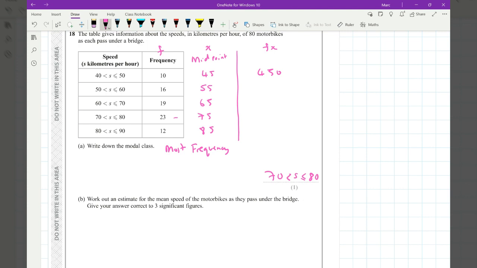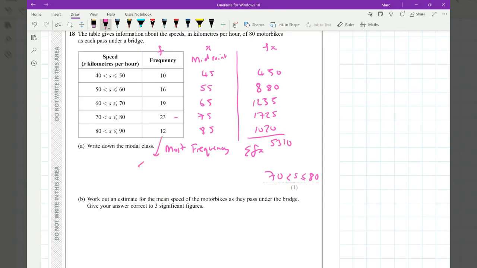16 times by 55, an estimate of what all these values will add up to. Remember, it's only an estimate because we don't have the actual figures. 1725, 1020. We then need to add them all up. That's the sum of fx. So 450 plus 880 plus 1235 plus 1725 plus 1020. And that gives me 5,310.